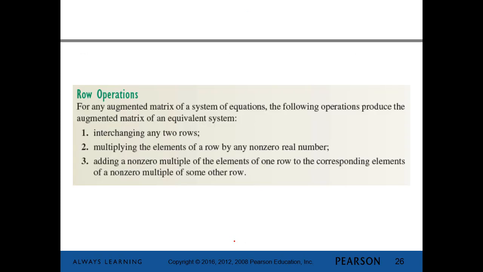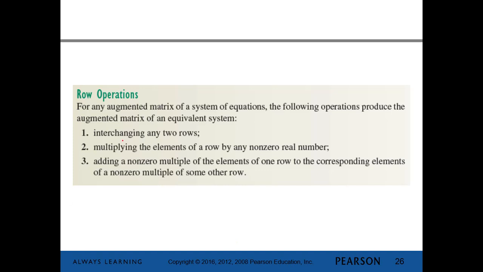Now, here are the row operations. These are what we call elementary row operations. For any augmented matrix of a system of equations, the following operations produce an augmented matrix of an equivalent system. Remember, this is very similar to the idea behind the echelon method. So two different methods, same idea.